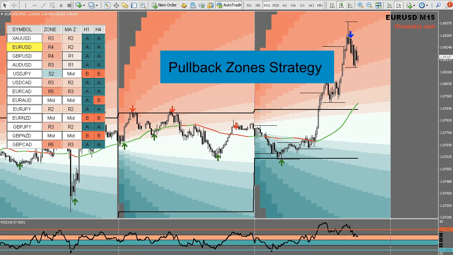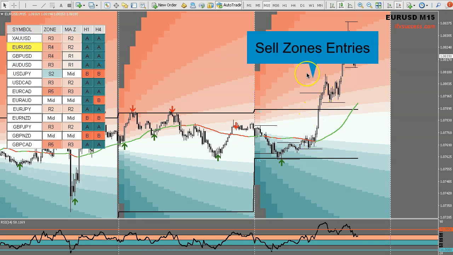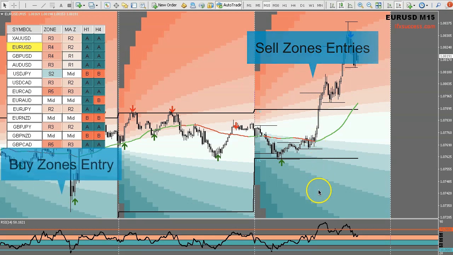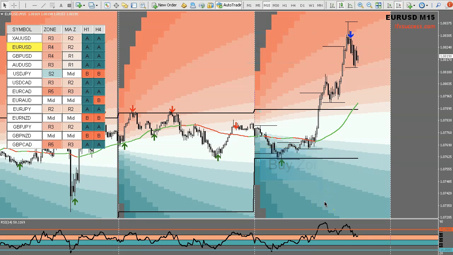So let's talk about the pullback zones, and step one is what are we going to look for in order to look for entries, okay? And this is going to be very simple, and we're going to make 3 videos to make it short and sweet. The first thing that we're going to look for is, again, sell entries. We have here the sell zones, so we're going to have 7 zones, and we have here the buy zones, okay? And we have also 7 buy zones.